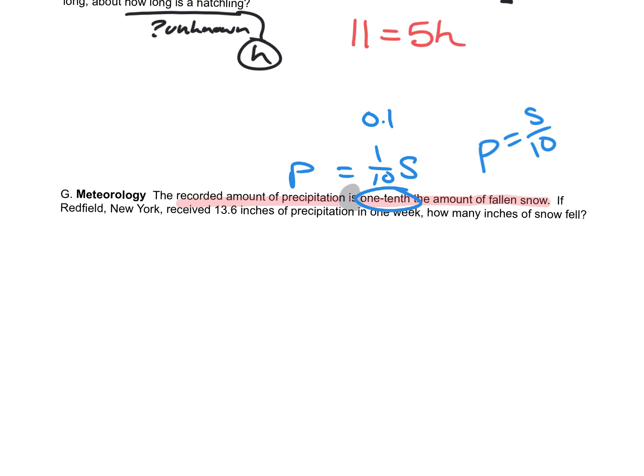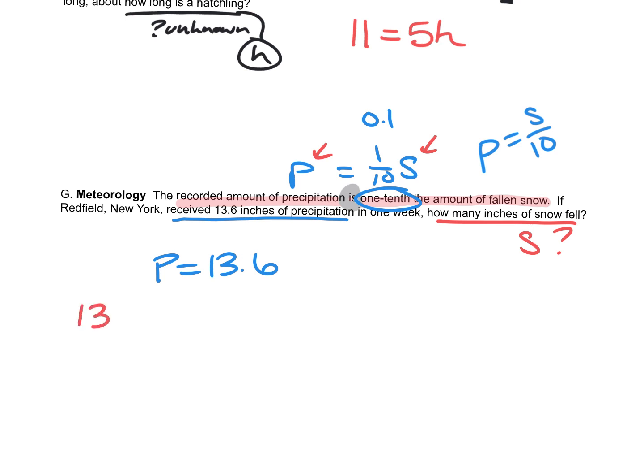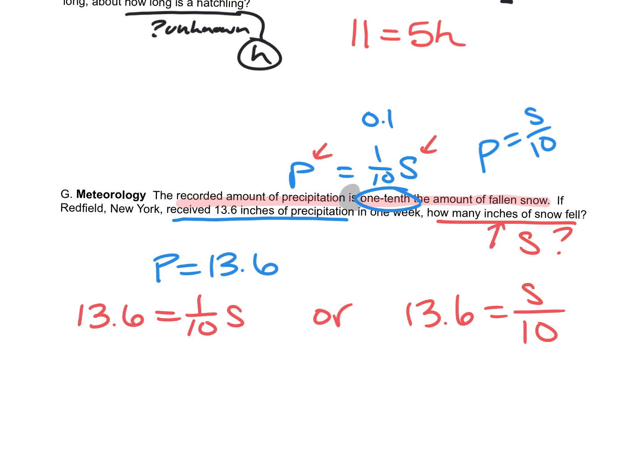Then it gives me more information. We know the precipitation amount, so we know P is 13.6. Then we also know that we don't know how much snow has fallen, so we don't know S. So I just replace what I can in this equation. So I could write it as if there's 13 6/10 precipitation, that is 1/10 of the total amount of snow. Or the same thing is 13 6/10 is that snow and 1/10 of that. These are the same equation. Can you find out how much snow had fallen? And then challenge, can you change that inches into feet? See you soon.